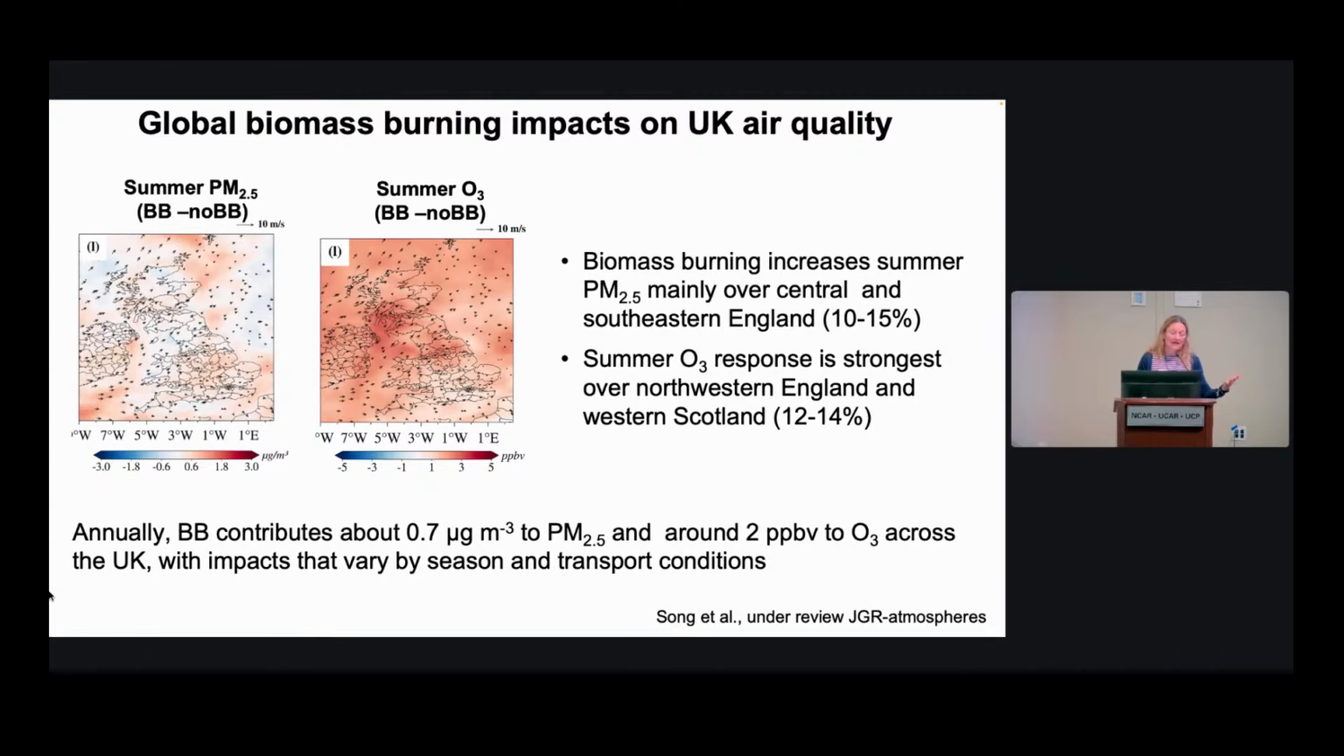On an annual average, biomass burning outside the UK increases PM2.5 by 0.7 micrograms per cubic meter and surface ozone by around 2 ppb. Of course, the impacts vary by the season and the strength of the transport. But if the UK is trying to meet air quality standards, this is something they will need to take into account.